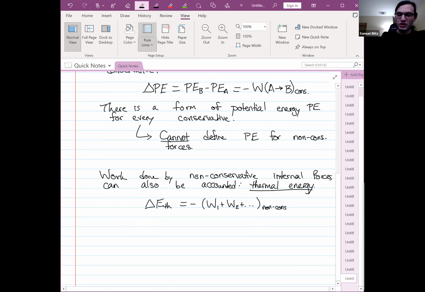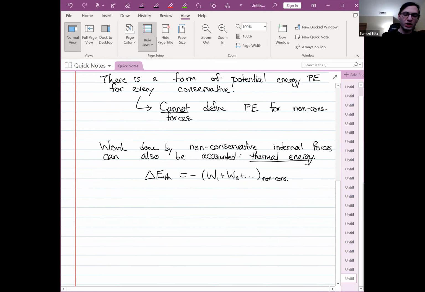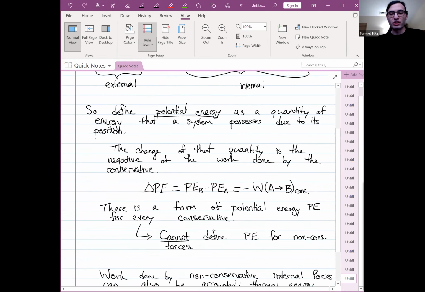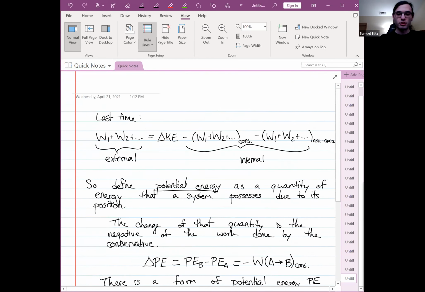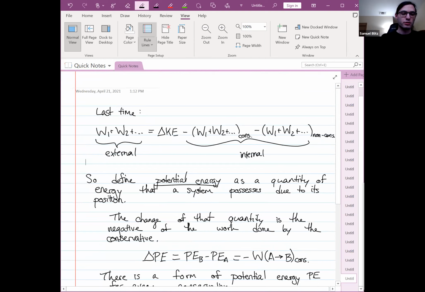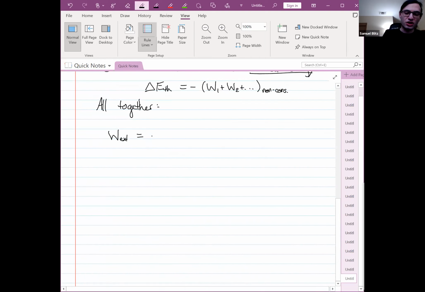So it's just like potential energy, except potential energy is associated with the work done by conservative forces, and thermal energy is associated with the work done by non-conservative forces. Putting this all together, all we've really done is name what these works are. We get that the total external work is equal to a change in kinetic energy.